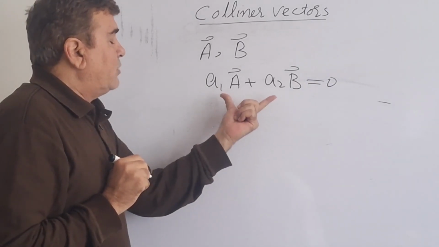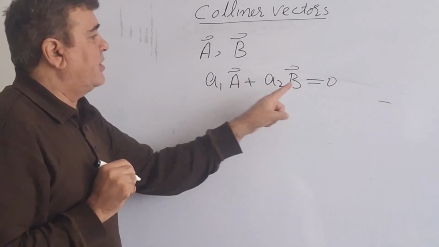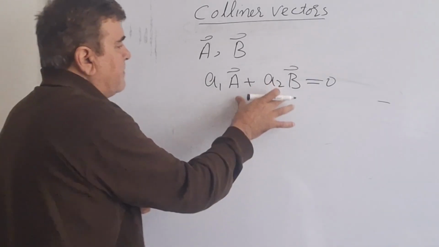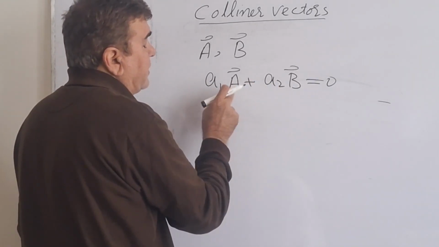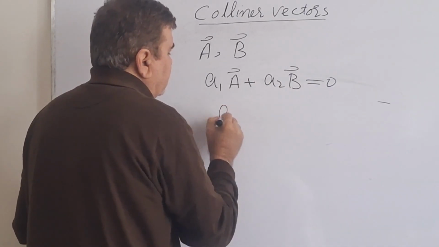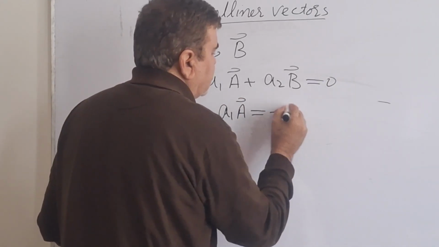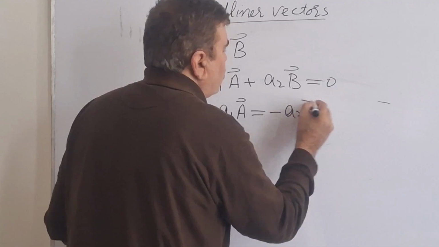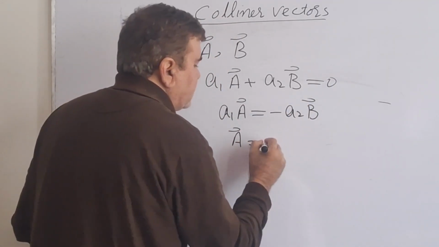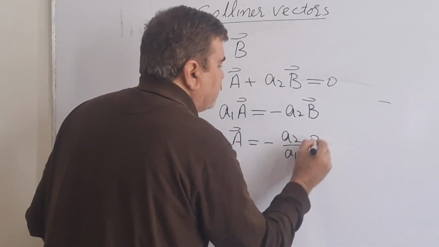And what does this equation mean? This equation means that we can express A in terms of B and we can express B in terms of A. For example, I can write vector A in terms of vector B. I can write this equation as A1 times A equals minus A2 times vector B. From this I can write A equals minus A2 divided by A1 times B.